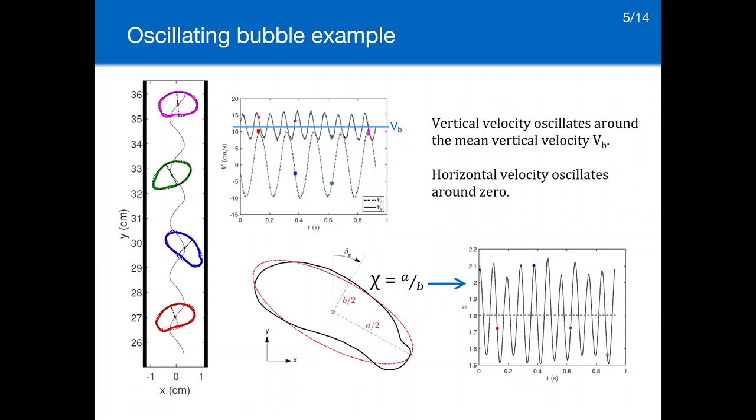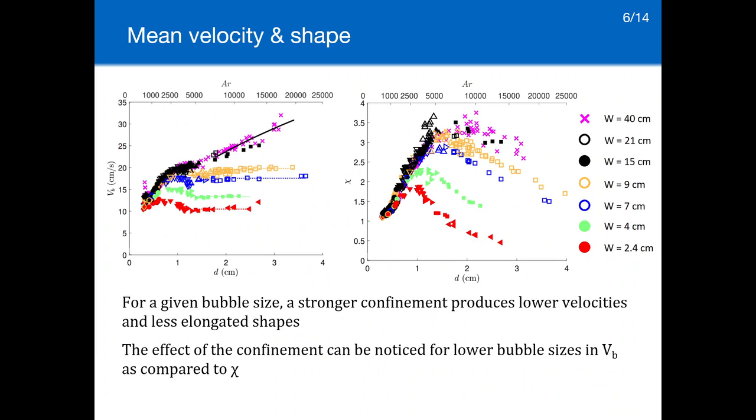Here is an example of an oscillating bubble. I wanted to show that the magnitudes that characterize the movement oscillate in time around a mean value that we will use to characterize it. Either the velocity, here the vertical velocity, which has a mean value v sub b, or the horizontal velocity, which has a mean value of 0. And here I show this parameter chi that characterizes the shape of the bubble. It is a measure of the elongation of the bubble and can be obtained from the ellipse that best fits the bubble contour.